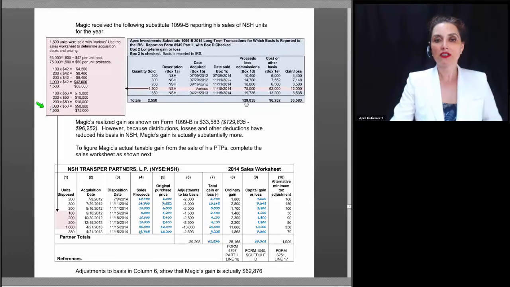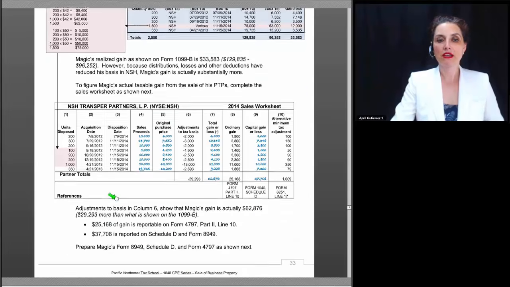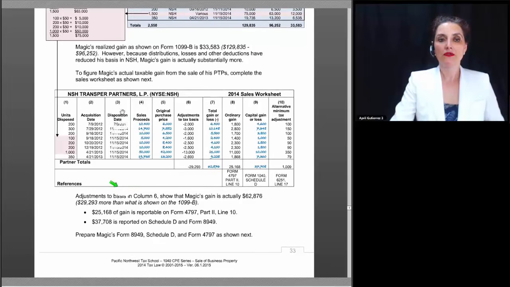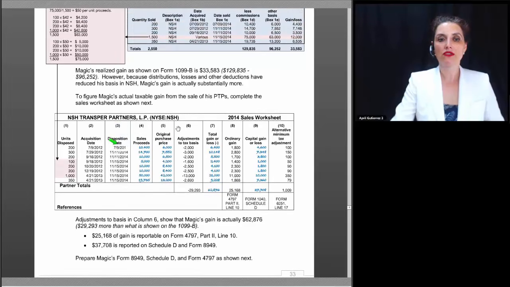And ultimately, I took $75,000 and divided that by 1,500, and when I did that, I got $50 per unit sales price, and I took $63,000 and divided that by 1,500 to come up with $42 per unit purchase price. I then use that information to go down to the worksheet to figure out what portion of the proceeds are due to each transaction listed.